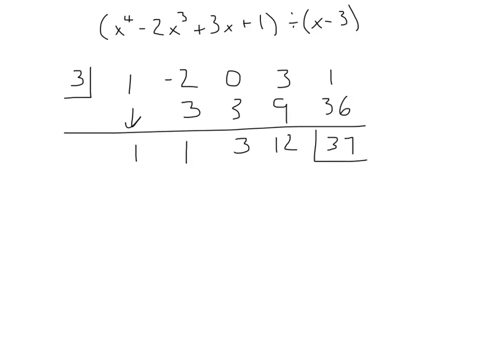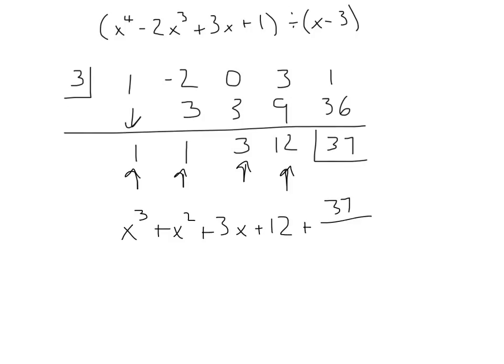So this means that the answer to my division problem is, well, here are constants. And I do recommend starting and making sure you recognize what each number in the bottom represents. Constant, x's, x squareds, x cubeds. So I've got x cubed plus x squared plus 3x plus 12 plus 37 over x minus 3.